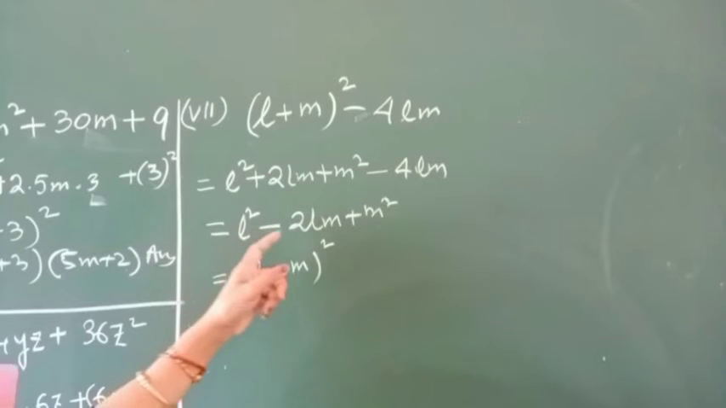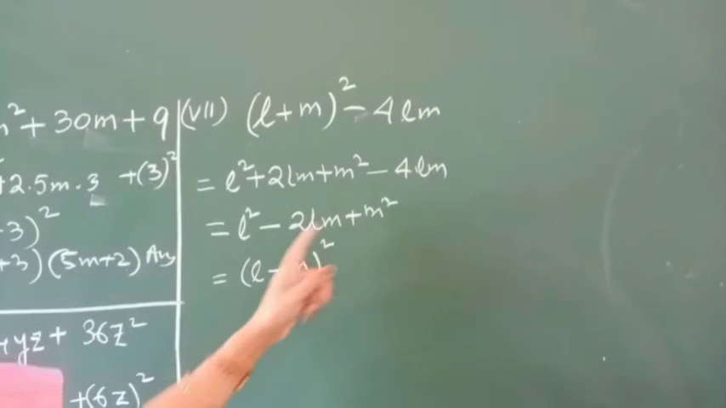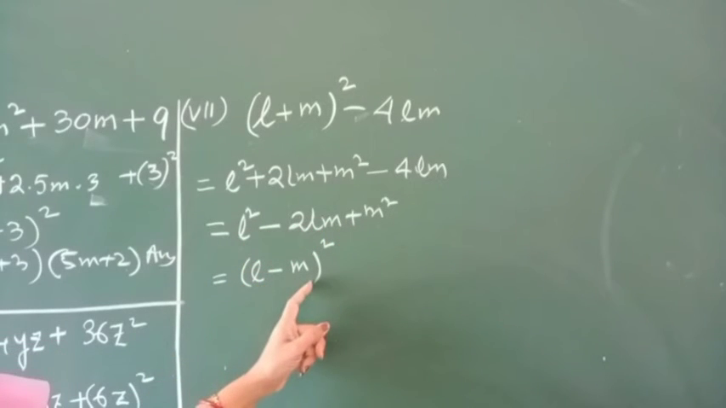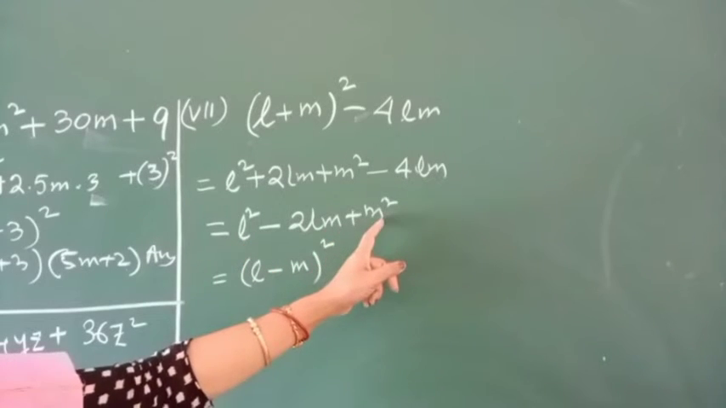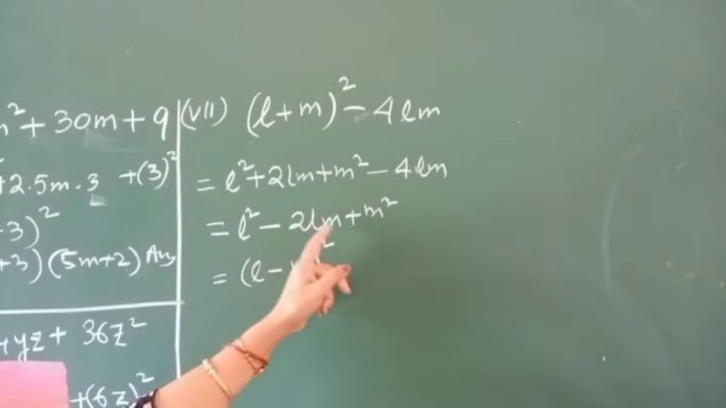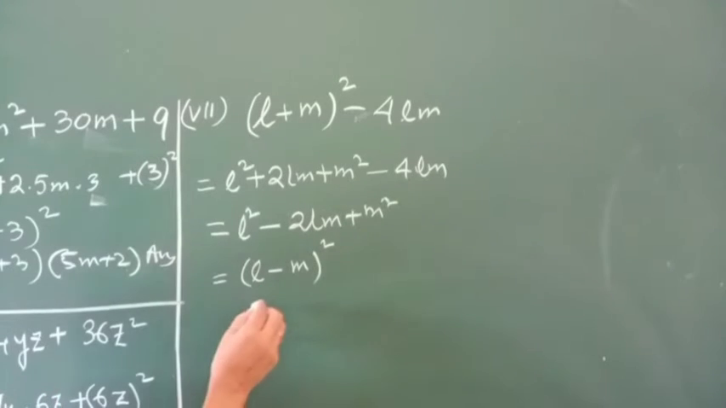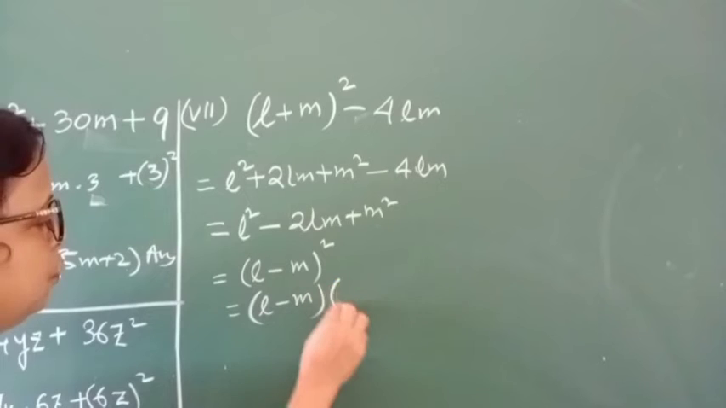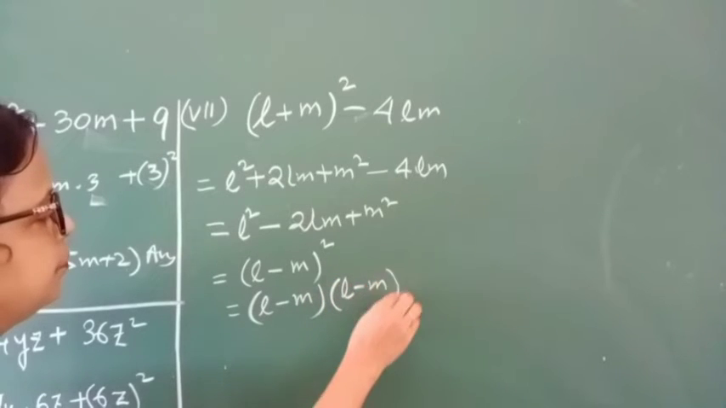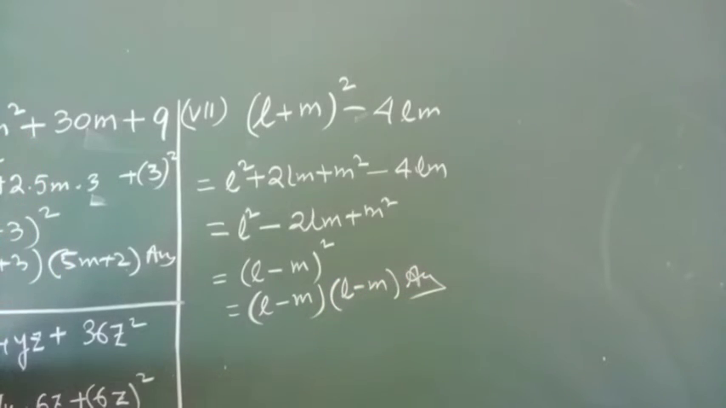A square minus 2ab plus b square. Directly I can write a minus b whole square. A minus b. A is here l, b is m. 2lm, 2 into a into b. So a minus b whole square. That is l minus m into l minus m. Okay.